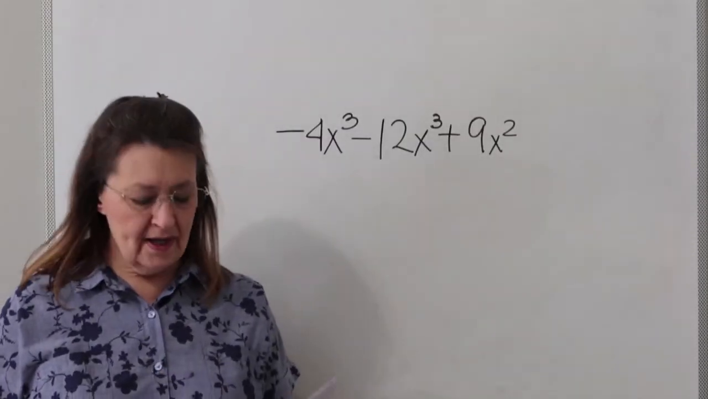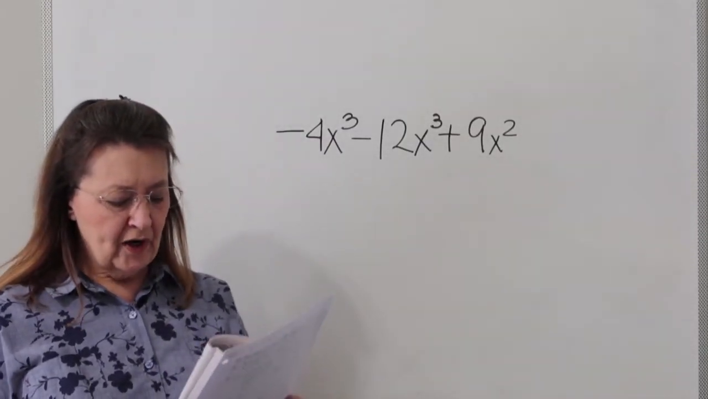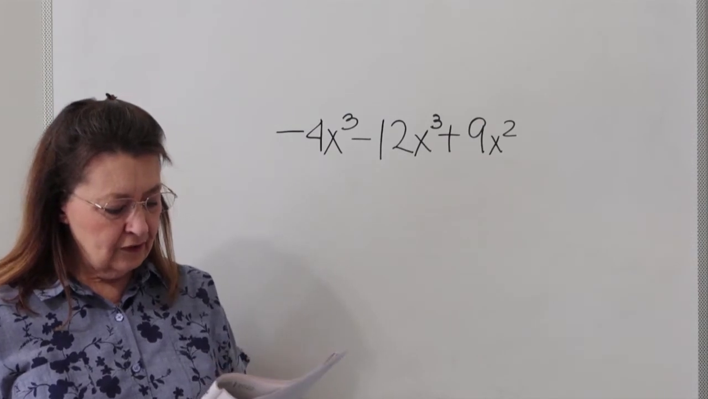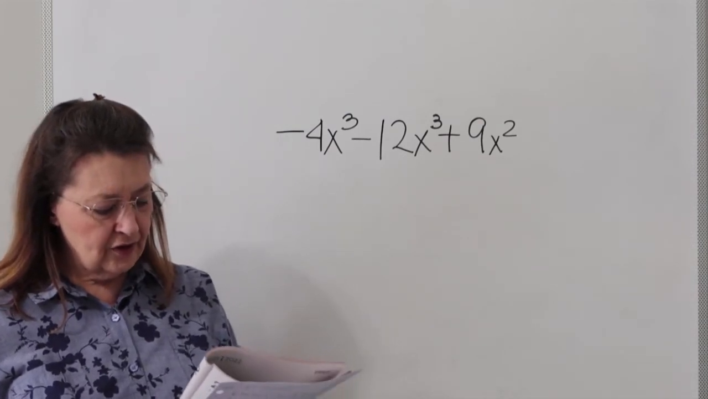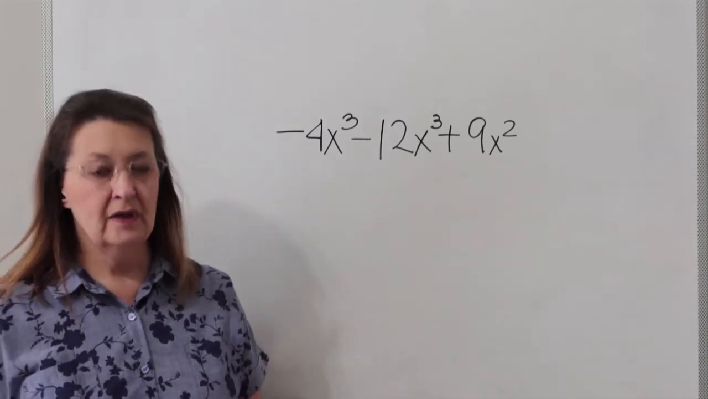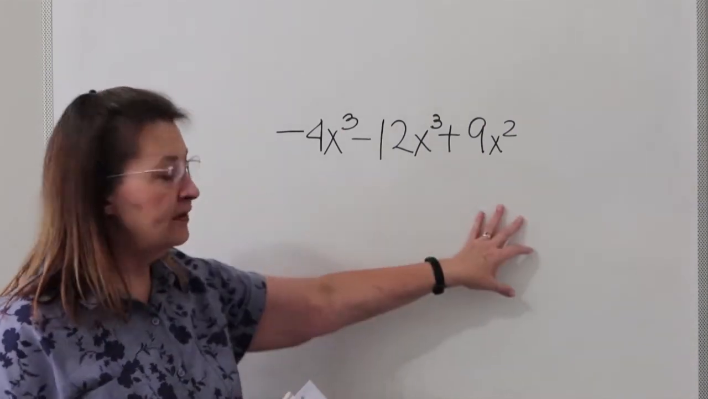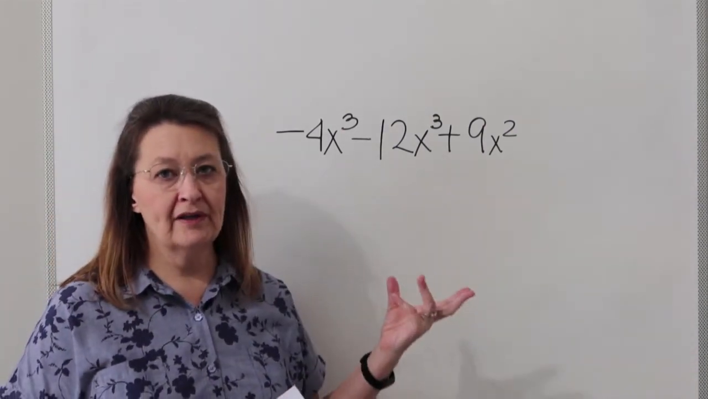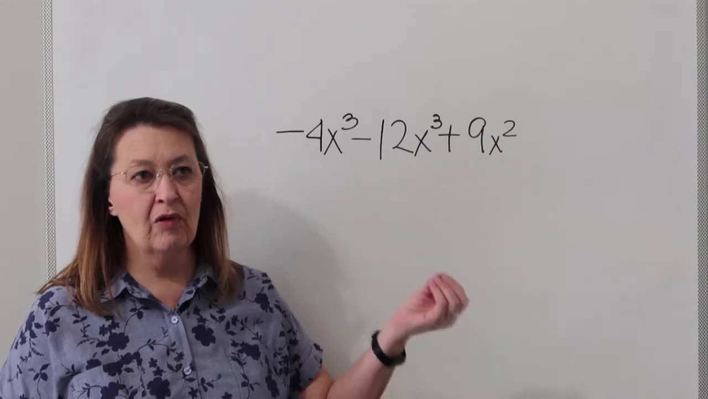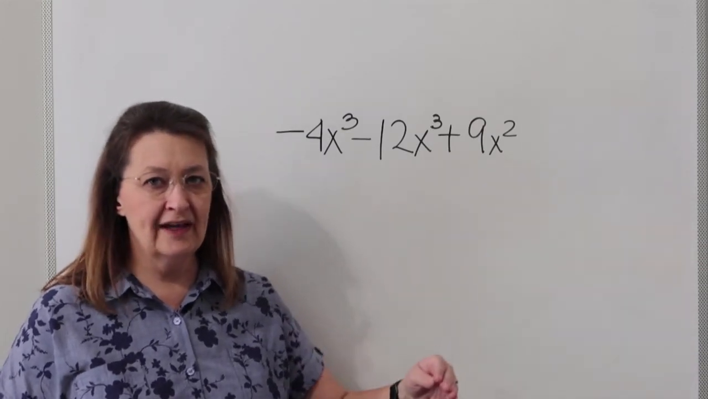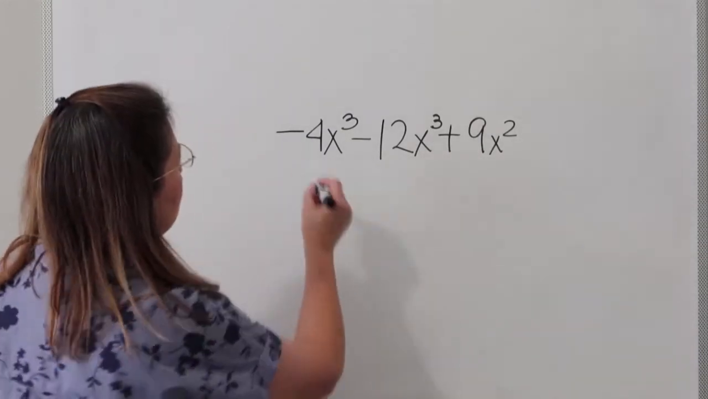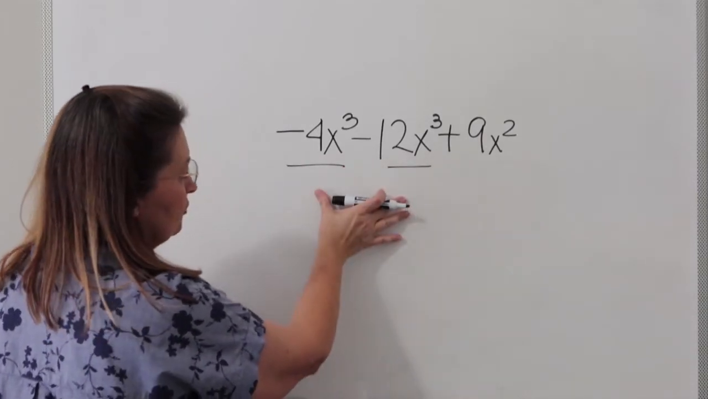Okay, number 2 says, which of the following expressions is equivalent to negative 4x to the third minus 12x to the third plus 9x squared? So we just need to simplify this expression. Now you can combine terms that have the same variable portion, where the variable and the exponent match. So you can combine these two terms.